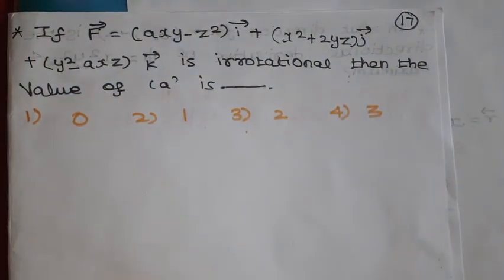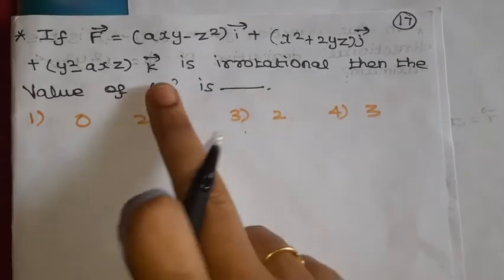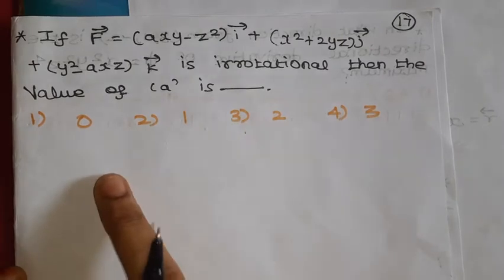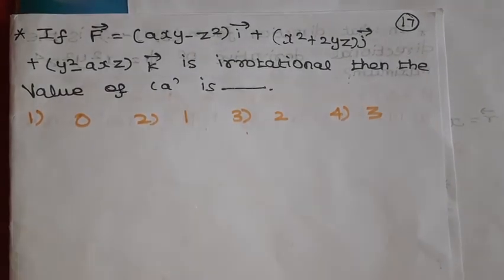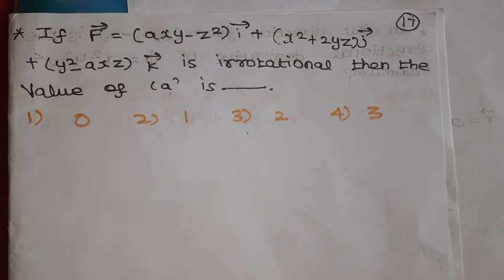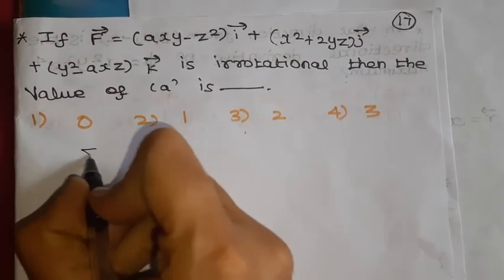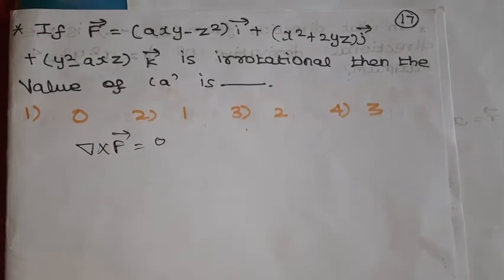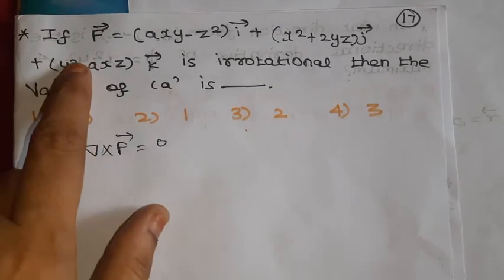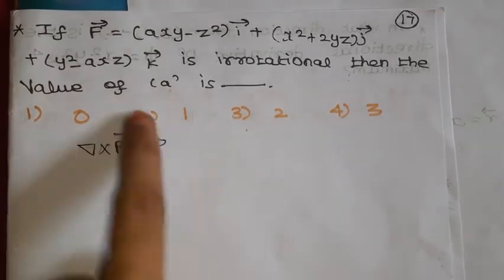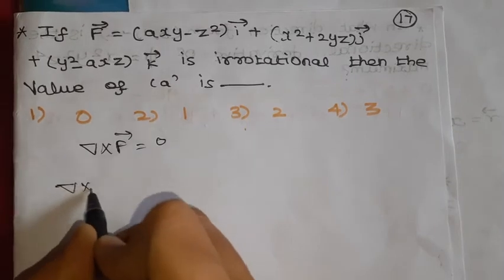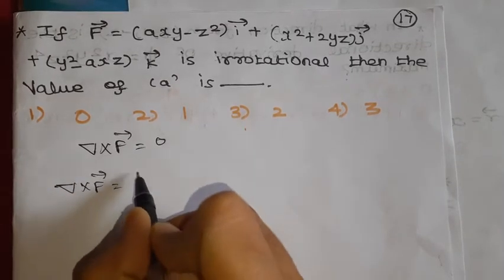Okay. So what we can see, if the vector f is given and it is irrotational, then we need the value of a. Previously we found the value of a when it is solenoidal. Similarly, if it is irrotational, it means curl of f, del cross f, equals 0. So now we are going to find the curl of the given vector, equate it to 0, and find the value of a. So del cross f, the usual i, j, k method, right?